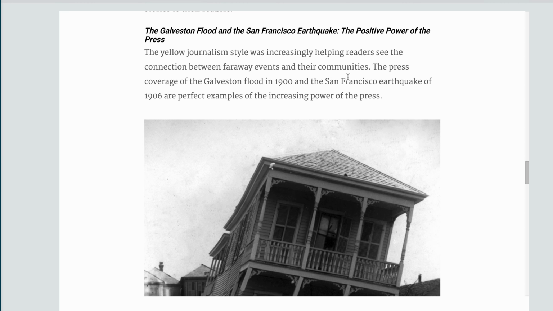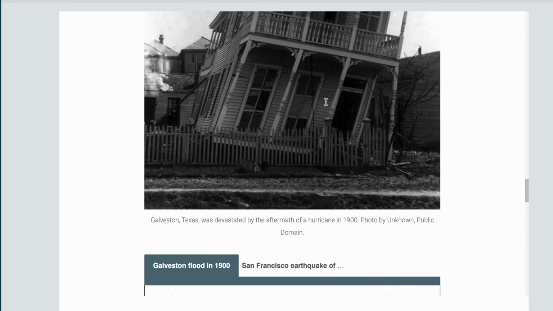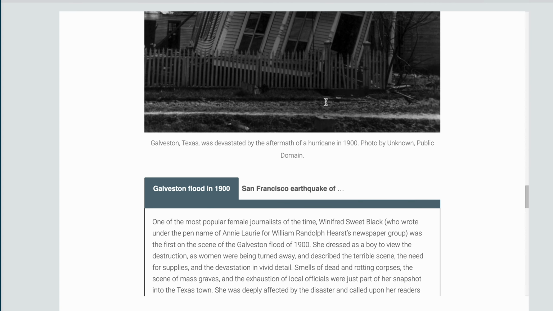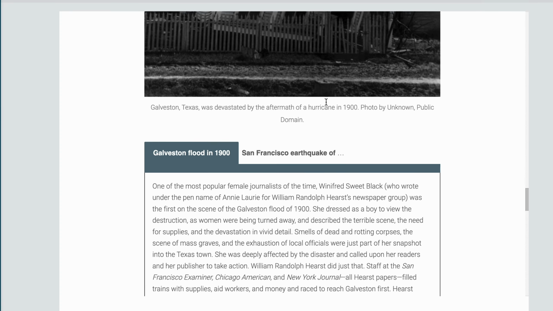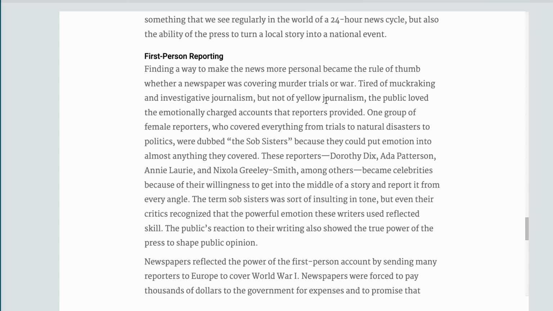Now, here we also have a case of the positive power of the press. During those times, it was not easy for people to know what was happening in different places. So, for the first time, people would know about floods and earthquakes, and this caused a lot of empathy. People started helping each other, maybe sending donations because of journalism.